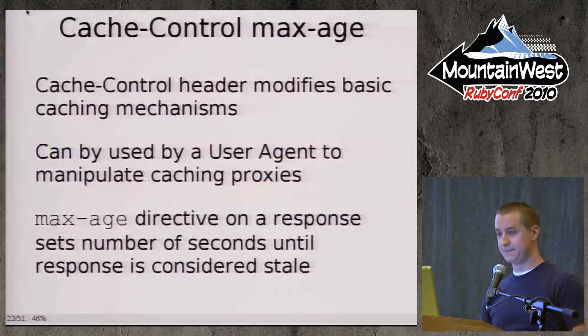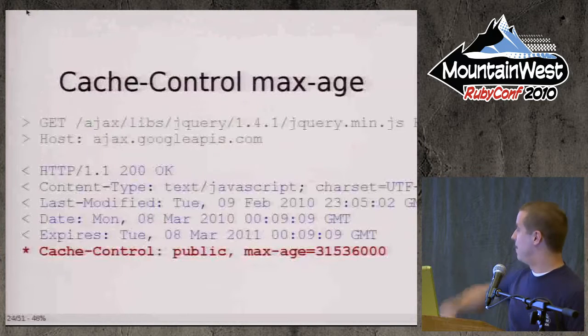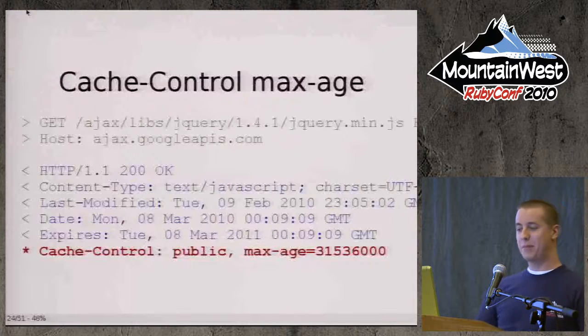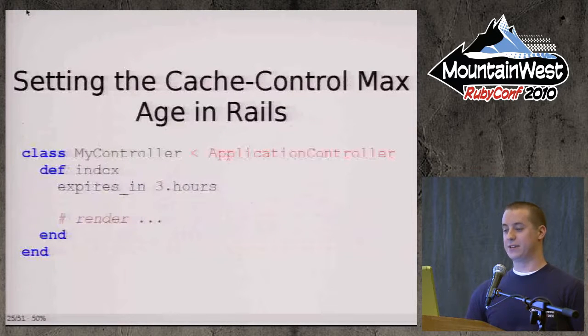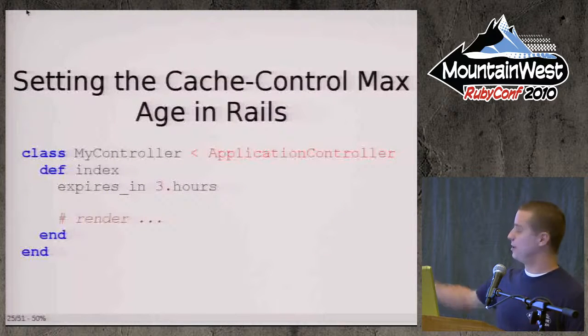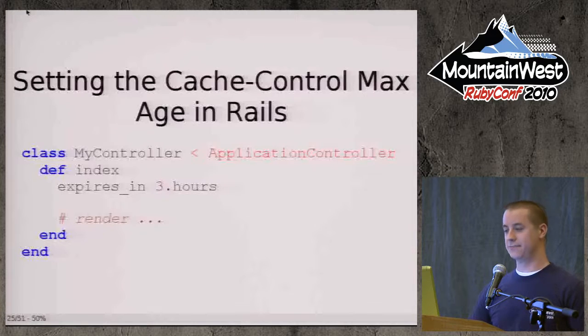And so the other one is max-age. It does pretty much the same thing, except instead of a date, it sets the number of seconds that this thing should live. And that's what it looks like there. So max-age is 31 million seconds, which I think is a year, probably. And Rails does have a helper for this, so you can explicitly set when to expire in so many seconds.